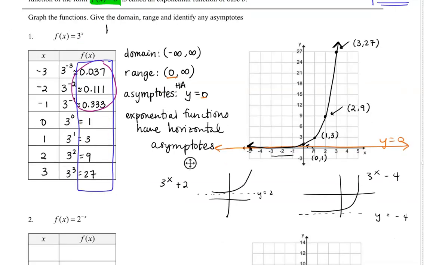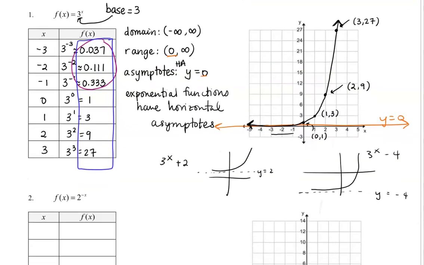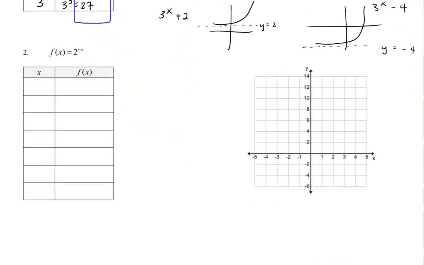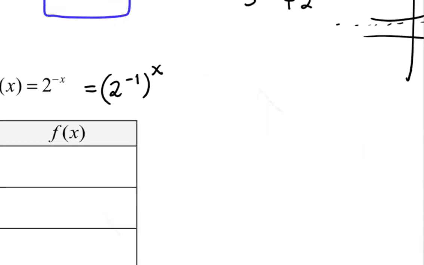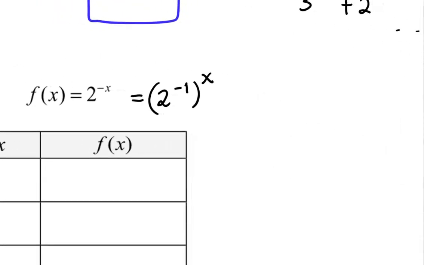So that finishes example 1, where we looked at an exponential function with a base equal to 3. Now we're going to look at example 2, where it is tempting to think that the base of this exponential function is 2, but this is 2 to the negative x, which is the same thing as writing 2 to the negative 1 raised to the x, because we know that we combine these exponents by multiplying, and negative 1 times x does give us negative x.